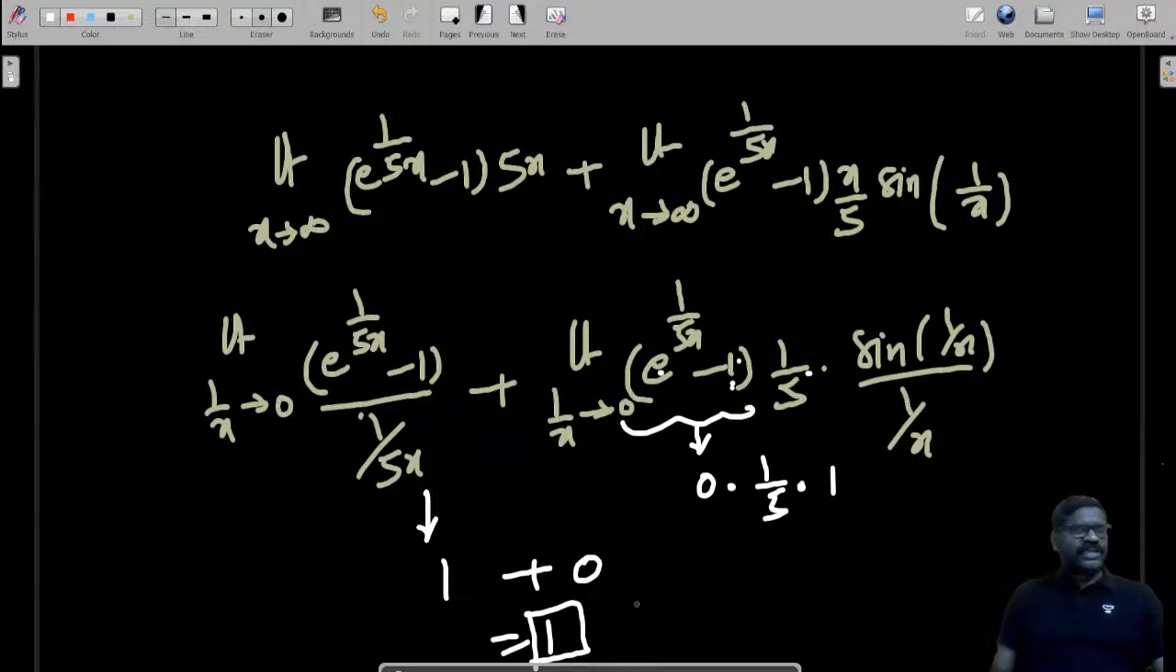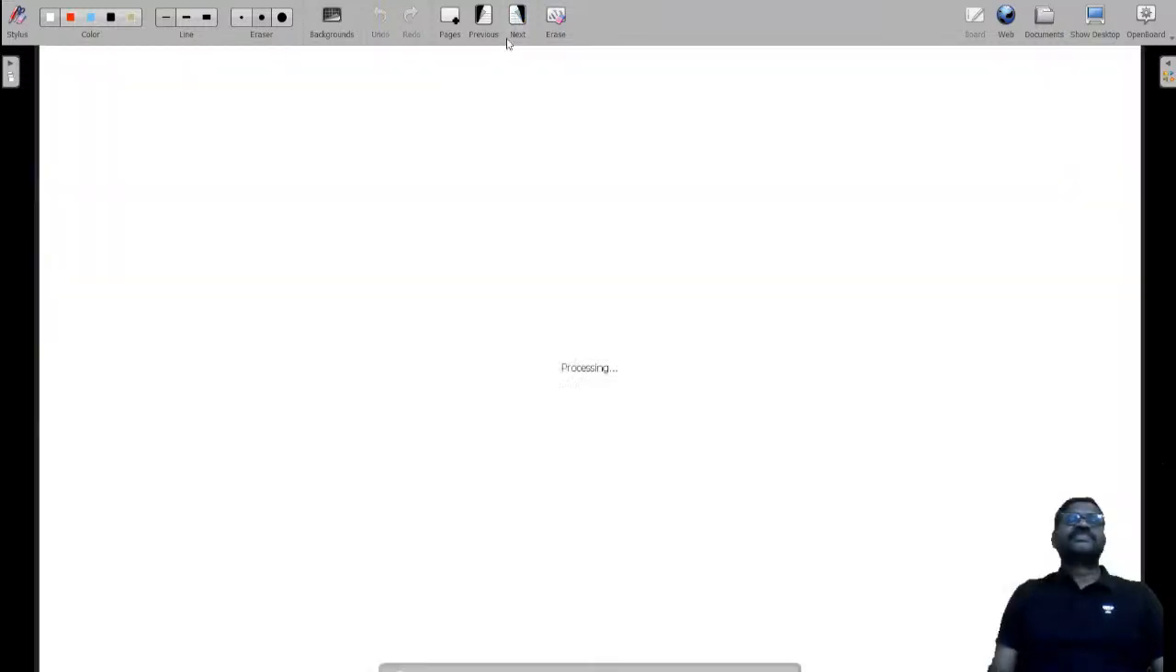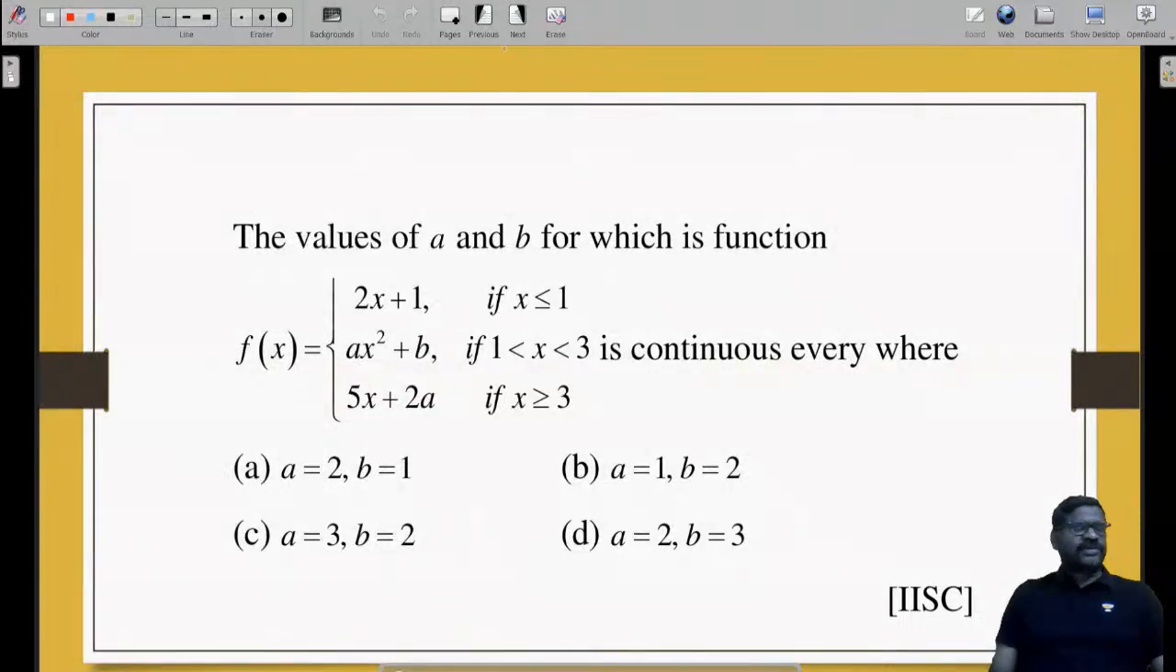Yeah, good afternoon Akshay and Anil. The values of a and b for which the function f of x is continuous everywhere. See, if the function is continuous everywhere, the function is continuous at x equal to 1 as well as at x equal to 3. Function is continuous at x equal to 1 and continuous at x equal to 3 means left hand limit equal to right hand limit equal to functional value at that point.